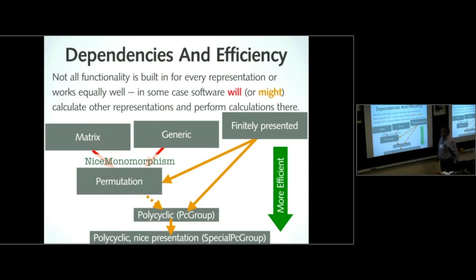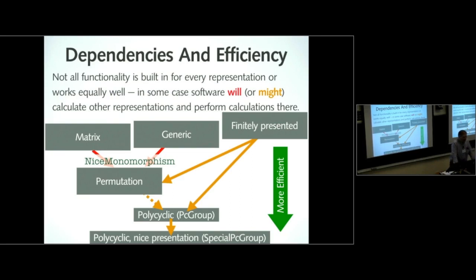In some cases, software currently will always translate. In some cases, it might translate to different representations. And if you're interested in concrete problem solving, basically the lower you can get here, the more efficient your calculation will be. Yes? What's nice about the monomorphism?